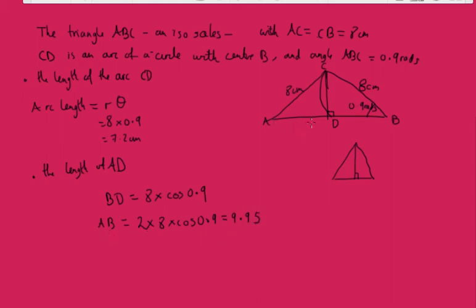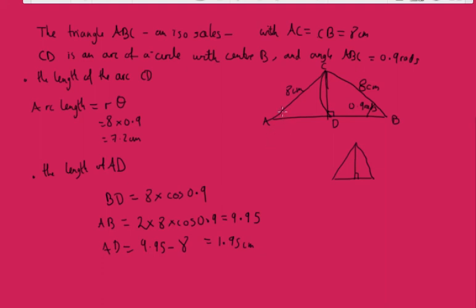So AD must be equal to 9.95 minus 8, because D is part of the circle of radius 8. It's badly drawn, I'm sorry. Which makes it 1.95 centimetres. So this bit here, AD, is 1.95 centimetres.